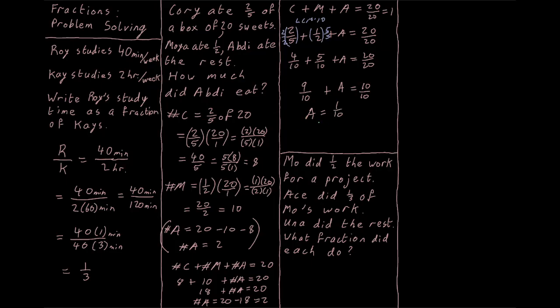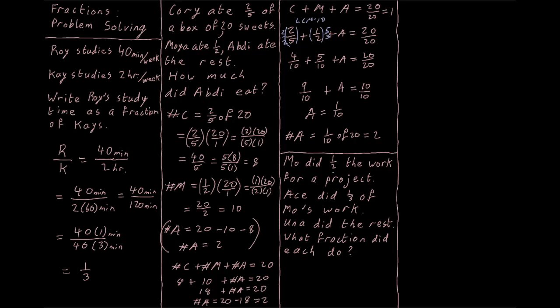and then 1/10 of 20. The number that Abdi ate would be 1/10 of 20, which is going to end up being 2 sweets, just like we got before. So those are 2 different perspectives we can take, and both are very important that we can think through.